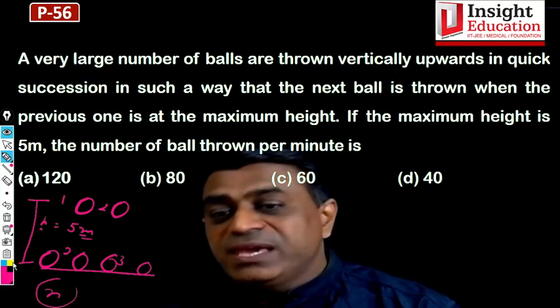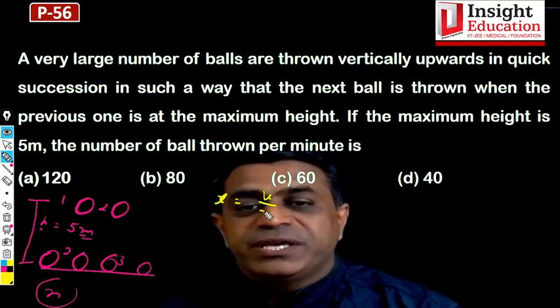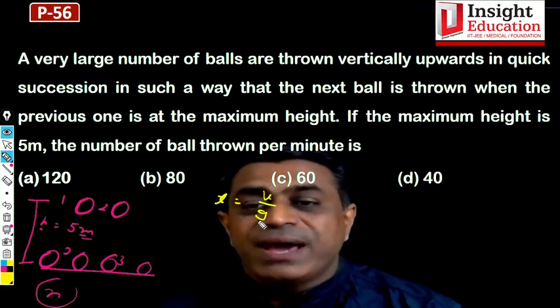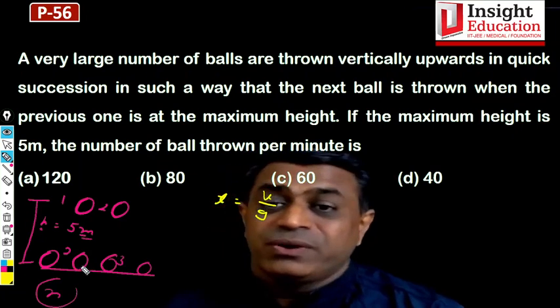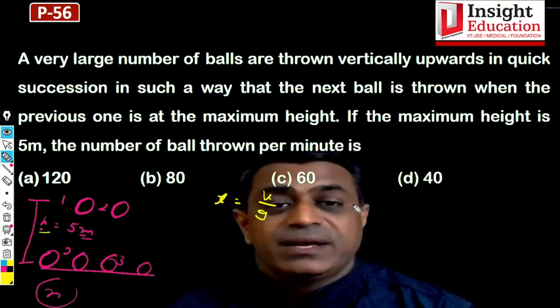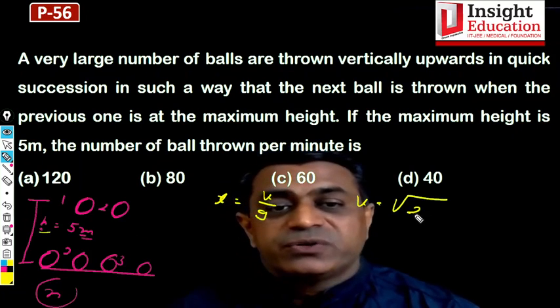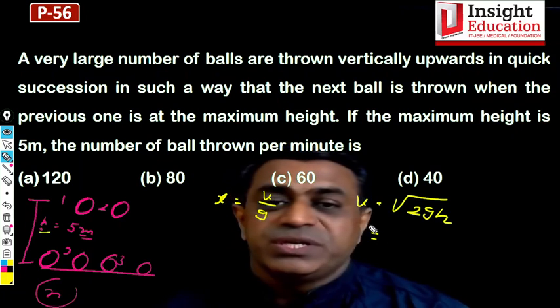So time t is equal to u by g, where initial velocity should be u. Is the initial velocity given? No, initial velocity is not given. So calculate using the given height. Use the height: u is equal to under root 2gh.